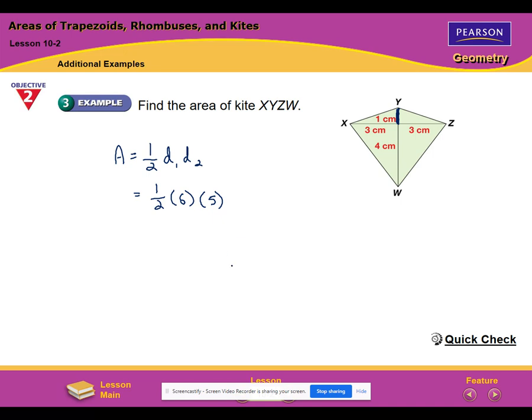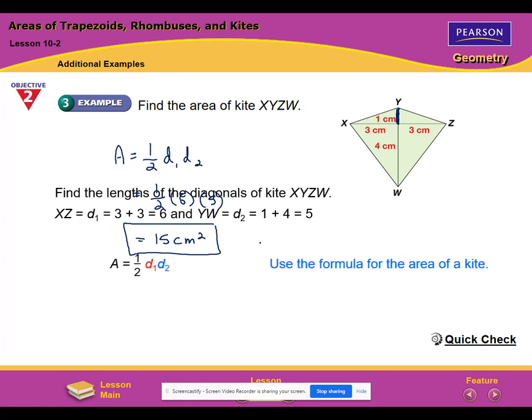Okay. Another common pitfall here is to use the 3 rather than 6. Well, the diagonal goes all the way across. The diagonal is from one vertex to the other. And one of them is xz, the other one is yw. That's 1 plus 4, which is 5. 1/2 of 30 then is 15 centimeters squared.